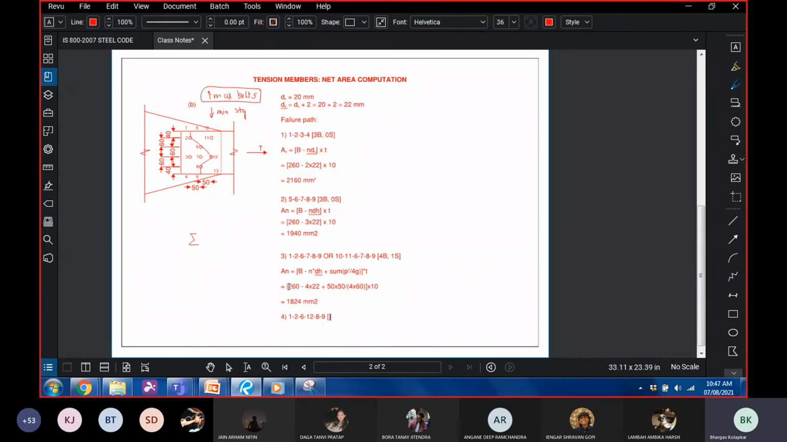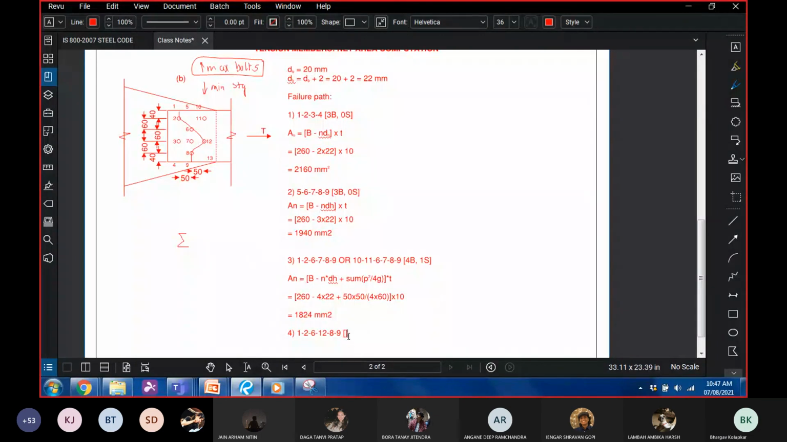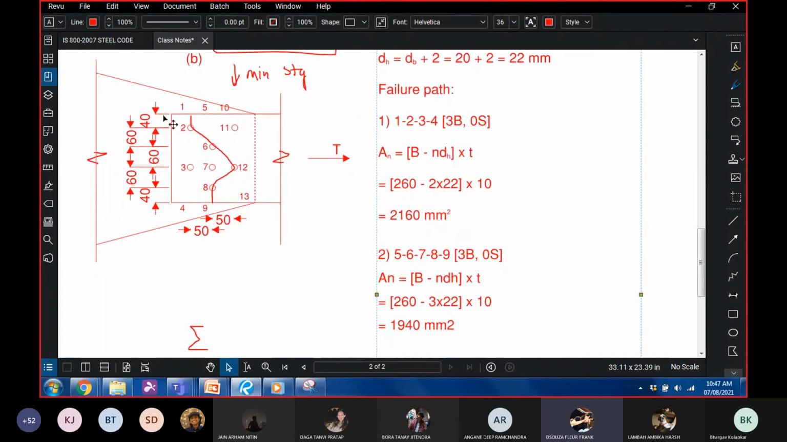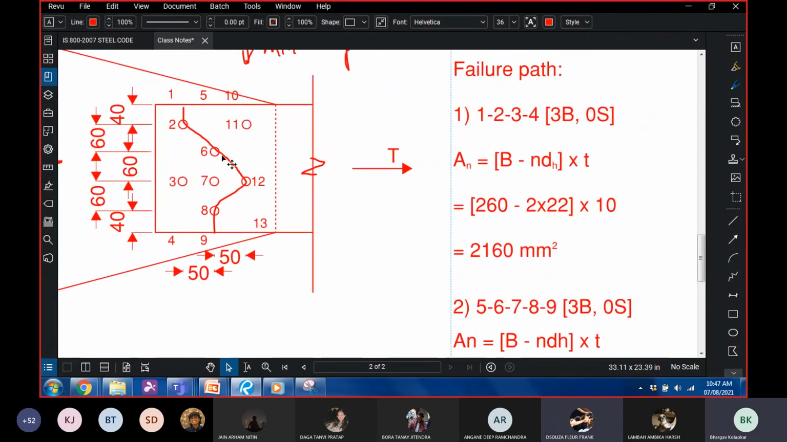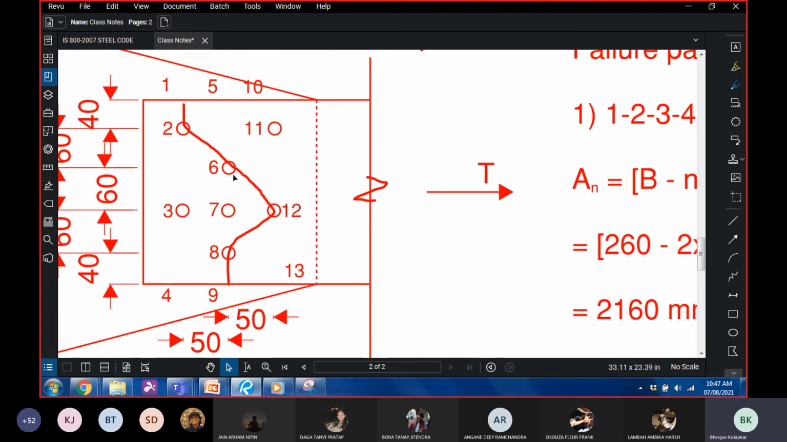How many bolt holes along this path? 4. And how many staggered arrangements? 3. I'm just asking, but isn't this the same as the previous one which we were not doing? Yes, you're correct. It's the same one. From 6 to 12, it will travel from 6 to 7.